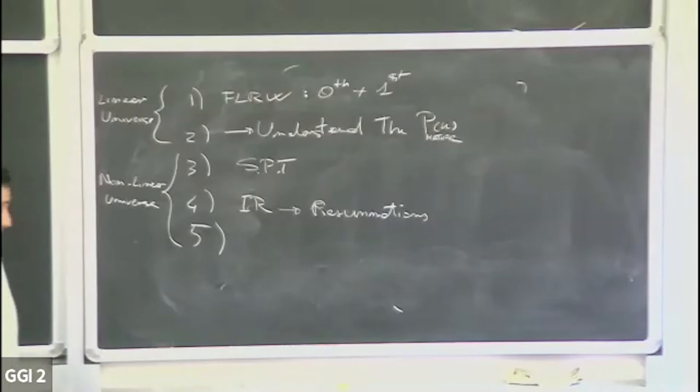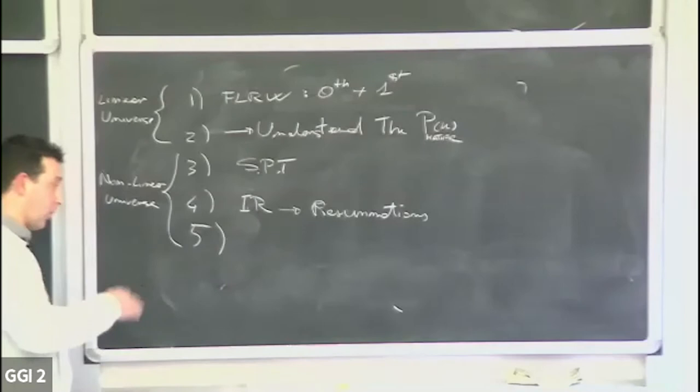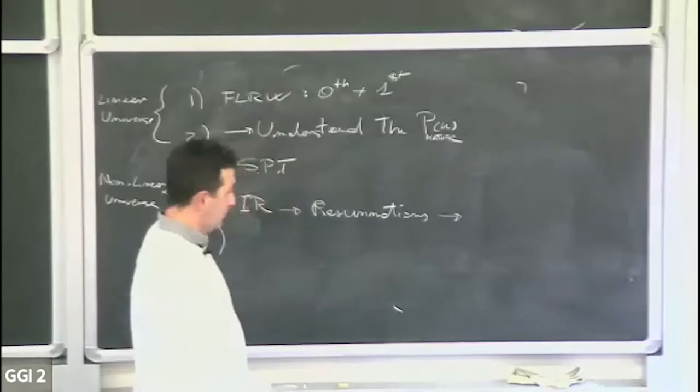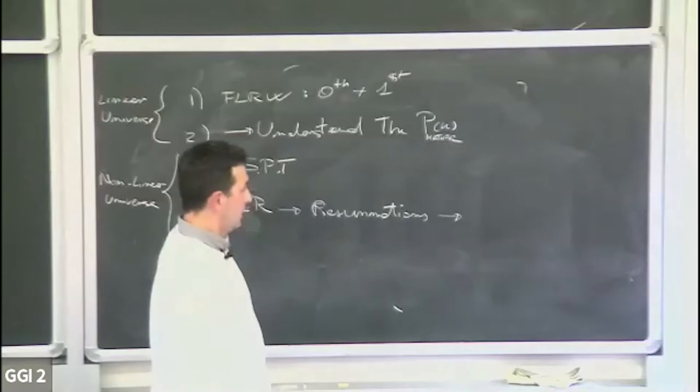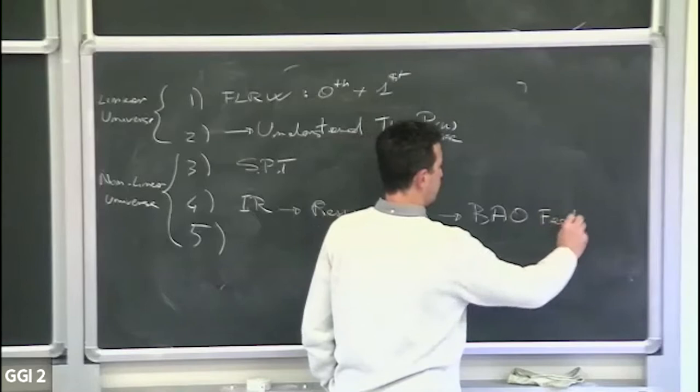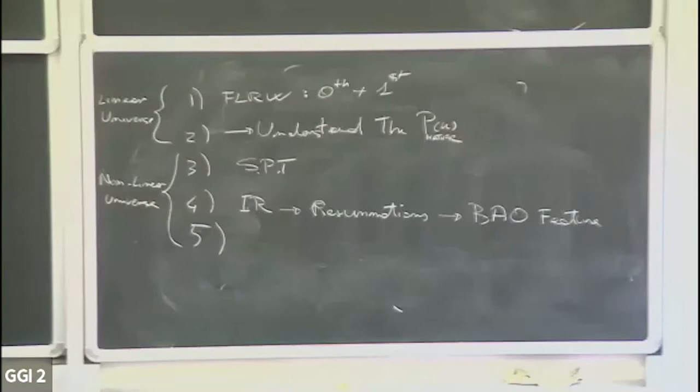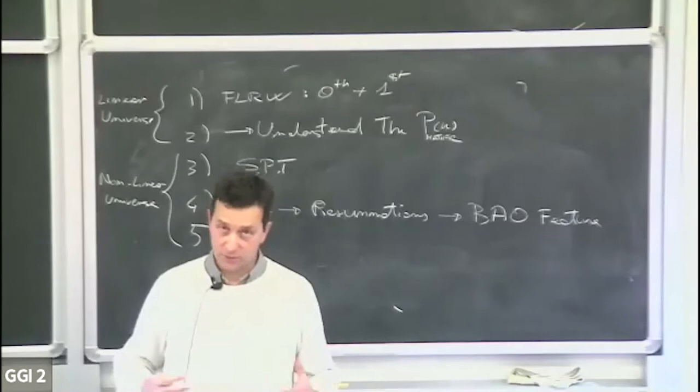There will be a very clear, transparent physical interpretation of this problem and its resummation. And from a practical point of view, this resummation is compulsory if you want to measure from the power spectrum the so-called BAO feature, which is the baryonic acoustic oscillation feature of the power spectrum, which tells you about the expansion history of the universe, and so, if you want, about the nature of dark matter and dark energy.